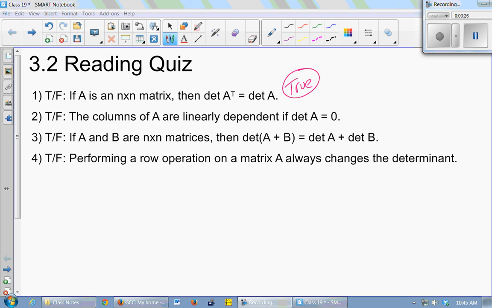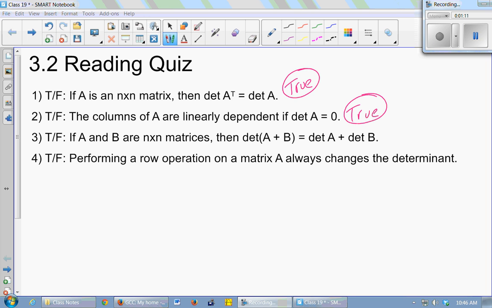All right, so the columns of A are linearly dependent if the determinant of A equals 0. True. If the determinant of A is 0, that means that A does not have an inverse, which means all the things in that list of the invertible matrix theorem are false. And one of the things in that list is linearly independent columns of A. So when the determinant is 0, the columns are linearly dependent.